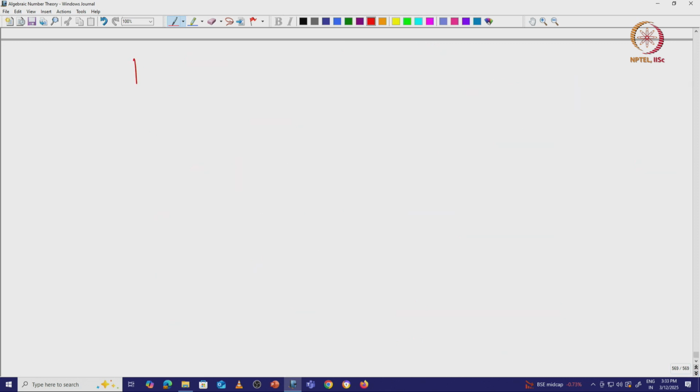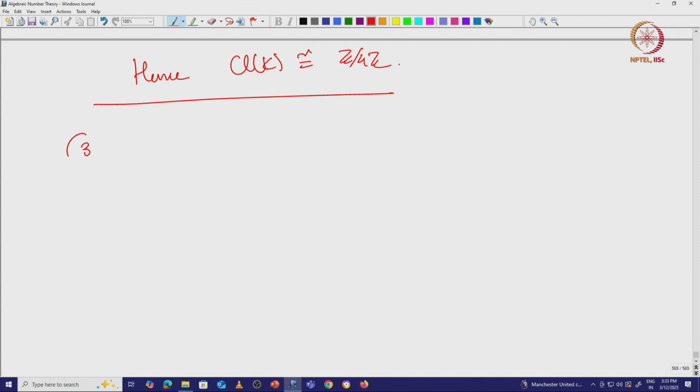So, what is the answer? Hence, the class group of K is isomorphic to Z mod 4Z. So we had to use information about the fundamental unit. Let us look at another example where you do not have units, and you will see the difference already: you do not have to work as hard.